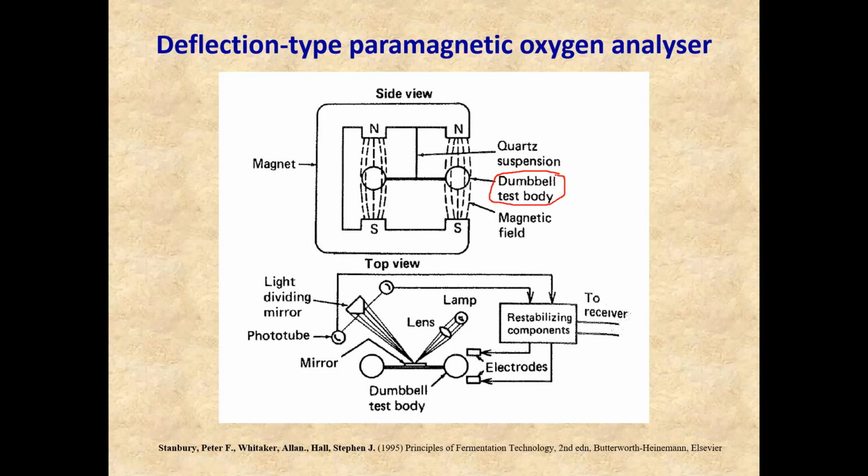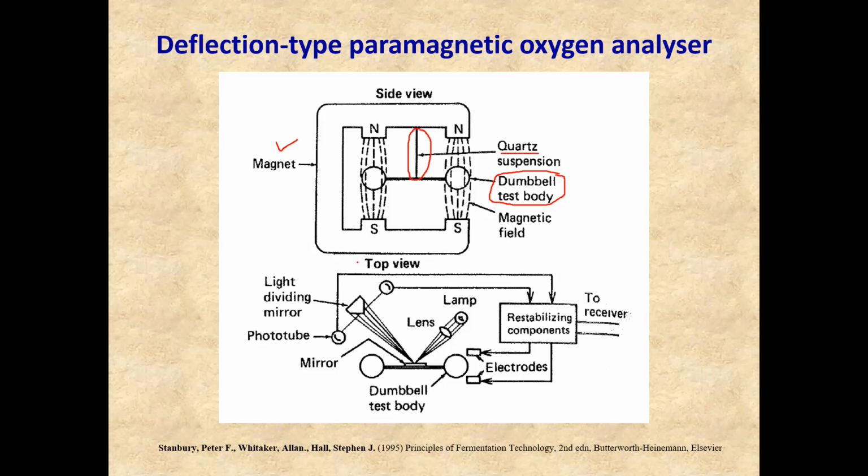Now this dumbbell, what you can see here, is filled with an inert gas such as nitrogen, and this dumbbell is suspended on a platinum wire, which you can see here. Here it's written quartz, but it can be a platinum wire as well. And this dumbbell is within a non-uniform magnetic field. You can see a magnet here. You can see the North Pole and South Pole. The dumbbell is designed to move freely as it is suspended from the wire. It is free to rotate about an axis.